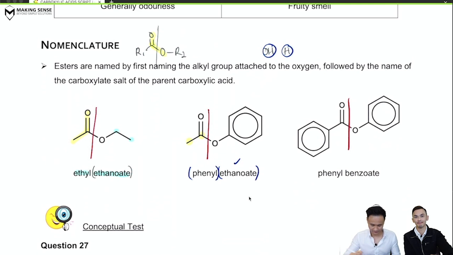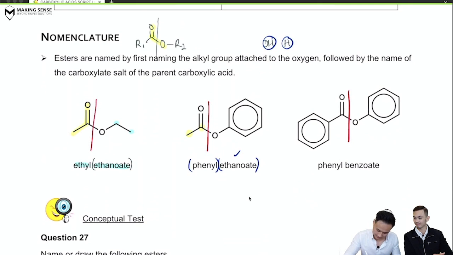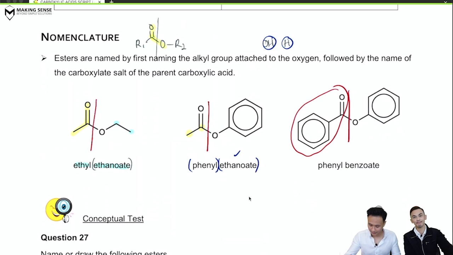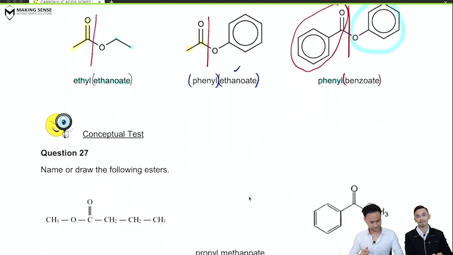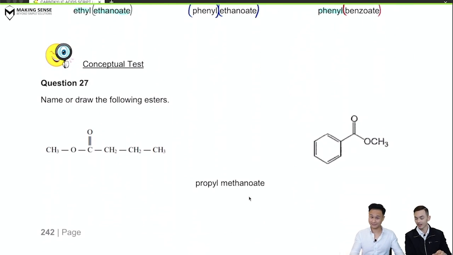Last but not least, let's wrap things up. On the left-hand side, again, I see something like a benzoic acid, right? But instead of benzoic, we call it benzoate. And on the right-hand side here, I see a phenyl group, but instead of phenol, again, I call it phenyl. Okay? Now, Mr. William, could you help us with question 27?